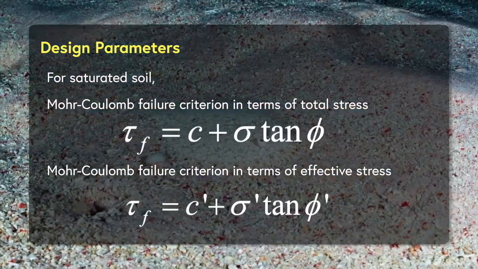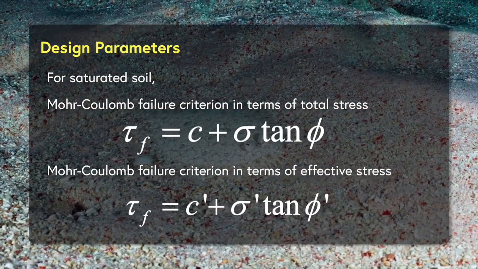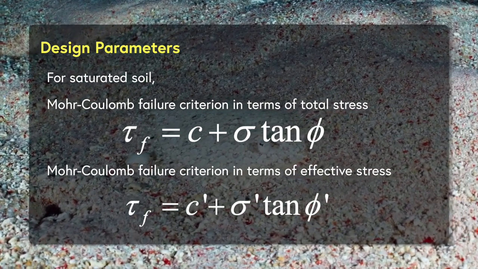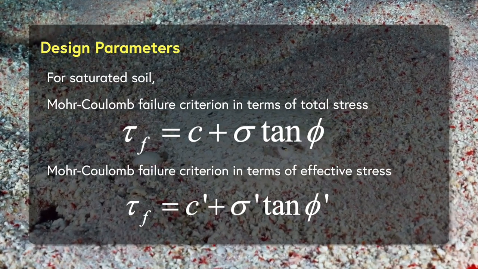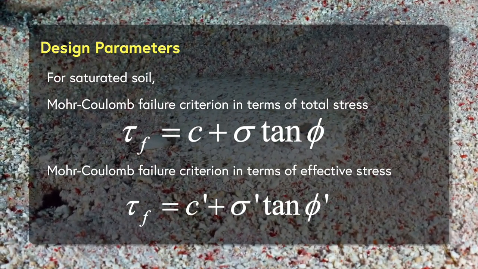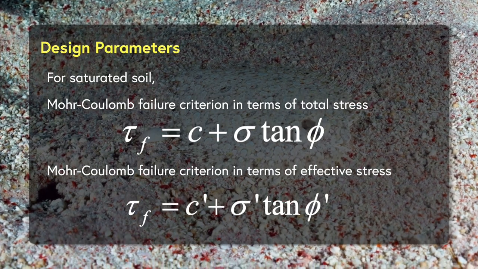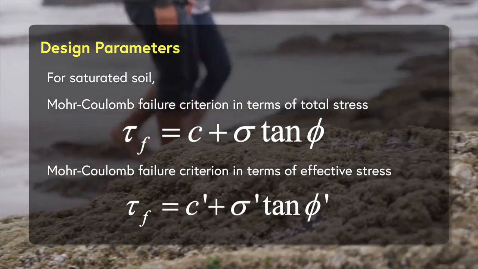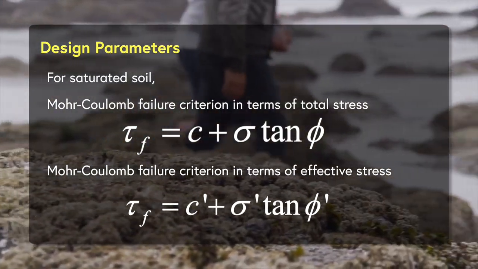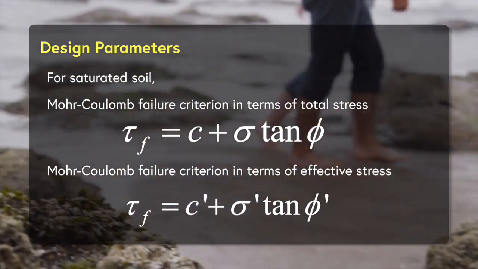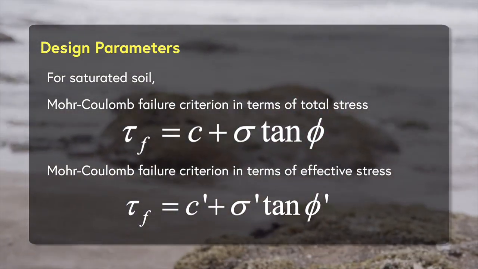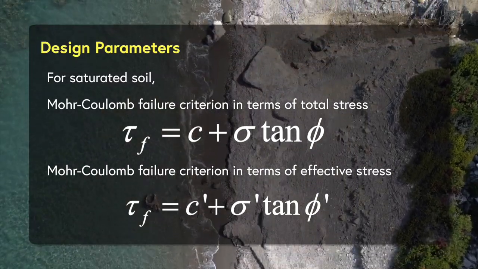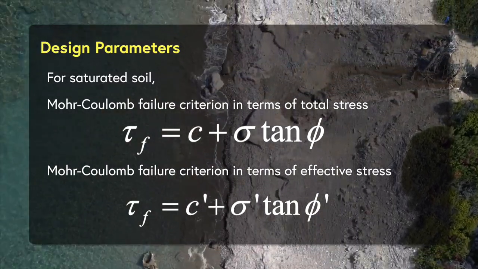As mentioned previously, we want to have some parameters that can help us evaluate the shear strength of soil. For marine sediments, since it is saturated, we will use the Mohr-Coulomb failure criterion in total stress and effective stress to help us evaluate the shear strength of soil. For the Mohr-Coulomb failure criterion in terms of total stress, we will need to use the total normal stress, and for the parameters, we will need to use the cohesion and also the friction angle determined based on total stress states. If we use effective stress, that means we will need to use the effective normal stress and also the cohesion and friction angle that is determined based on effective stress.